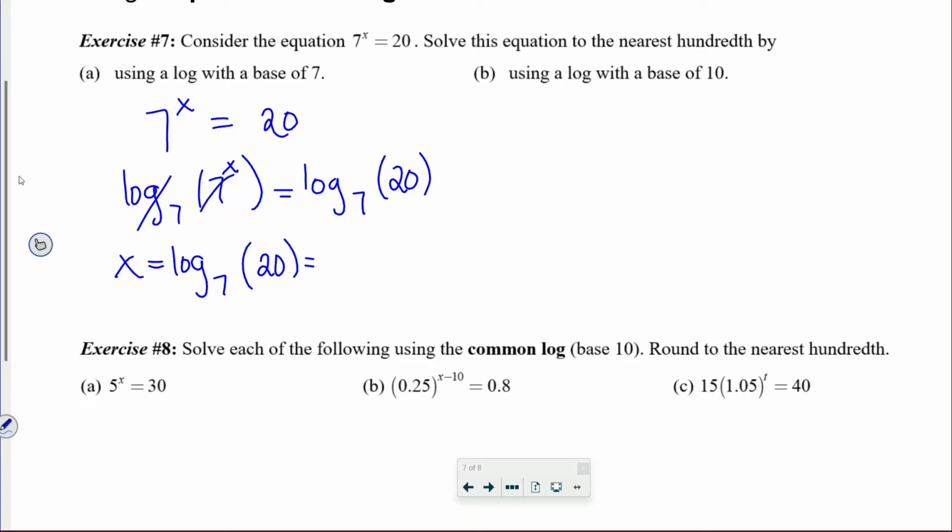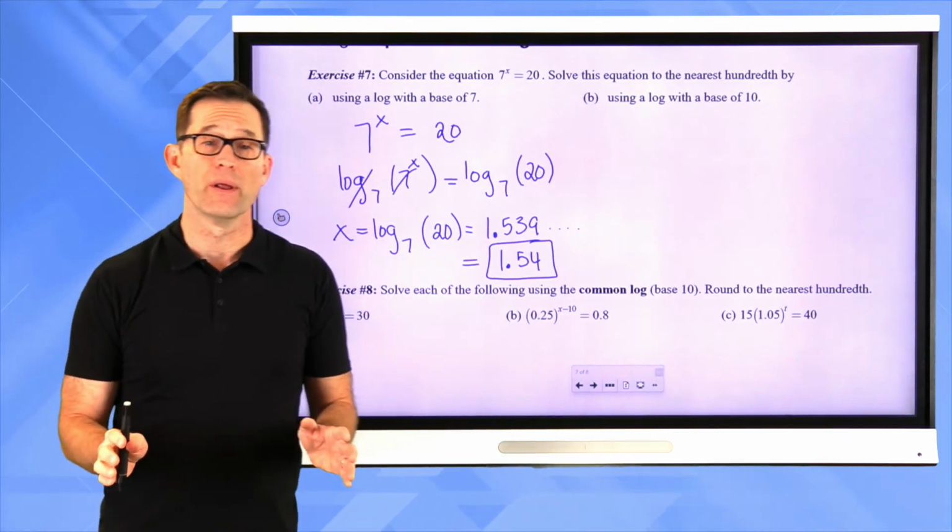All right, we can just plug that into the calculator. I won't waste your time doing that right now, but it's like 1.539, etc. So to the nearest hundredth, that's x equals 1.54. And that is definitely the way that I'd like to see you do it, okay?